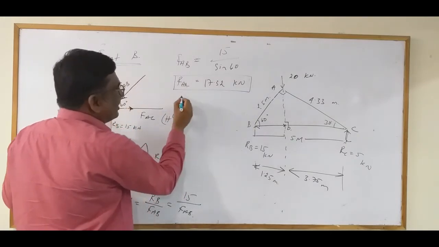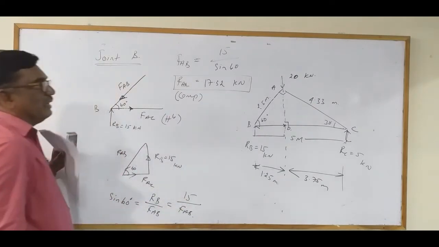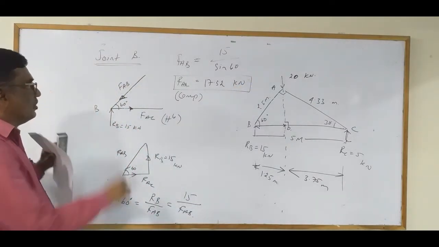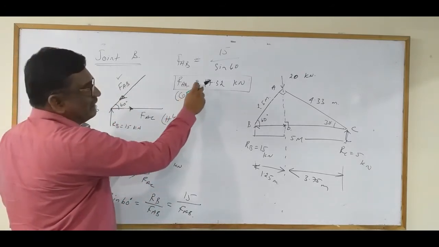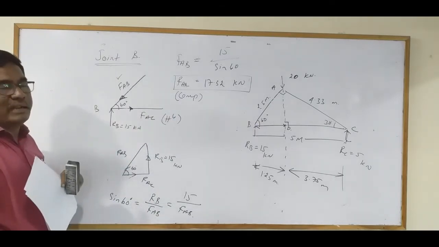So the nature of the FAB is compressive. So write that also. Compressive should be written here within the bracket. So we have found out the value of FAB. The answer is coming in positive value, so what we have calculated is right.